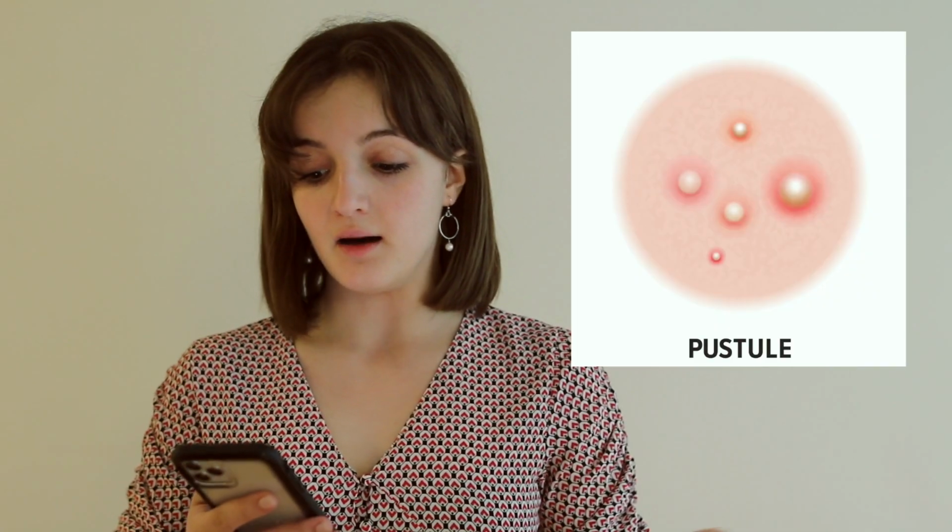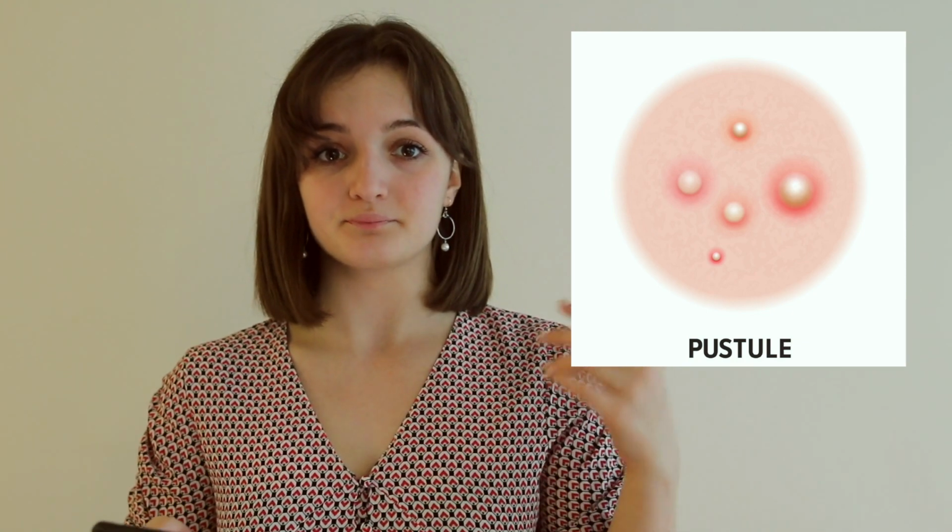Pustule, or your regular pimple, is what you usually see when you see a pimple. You have the pus, you have the white head, and then the red ring of inflammation. It protrudes through the surface.